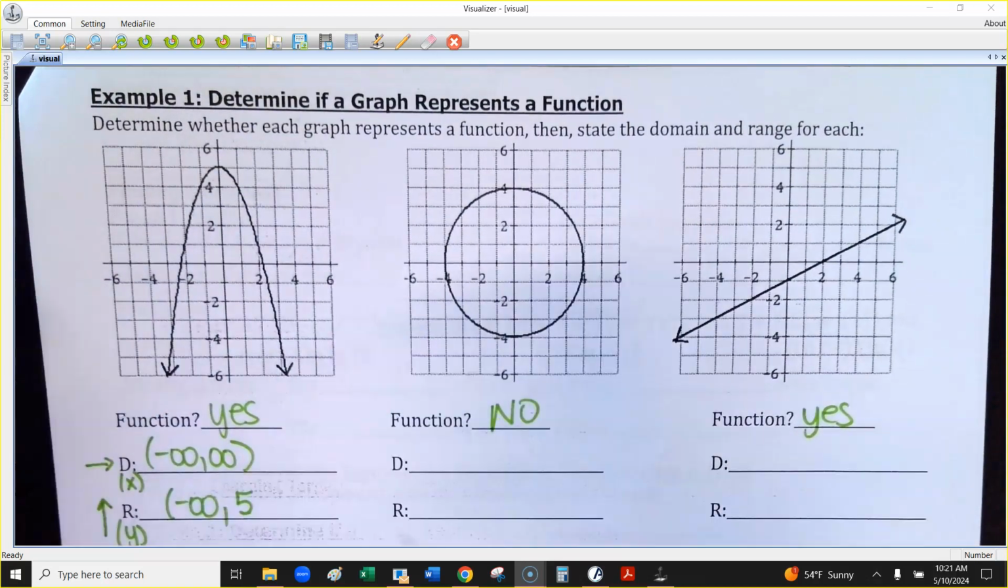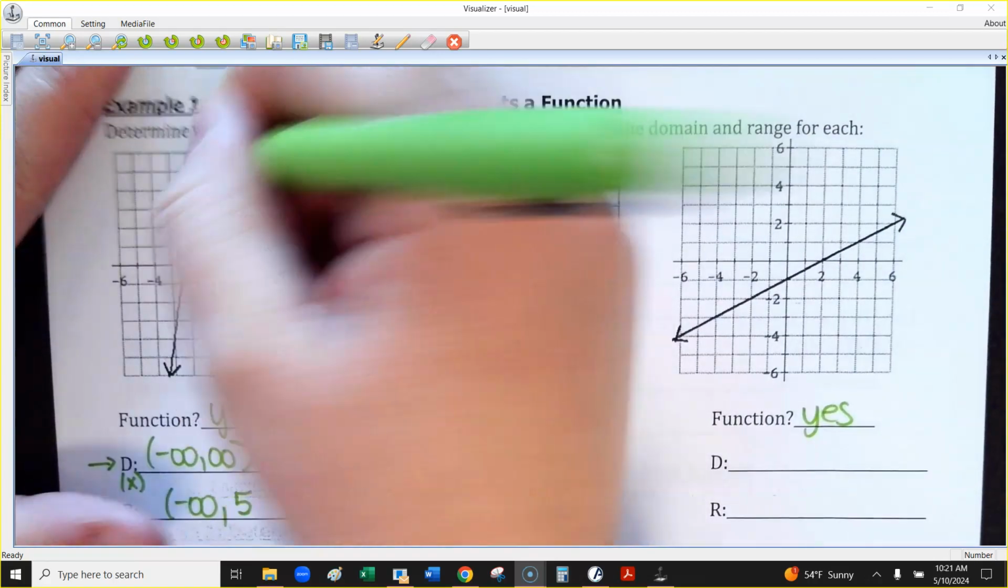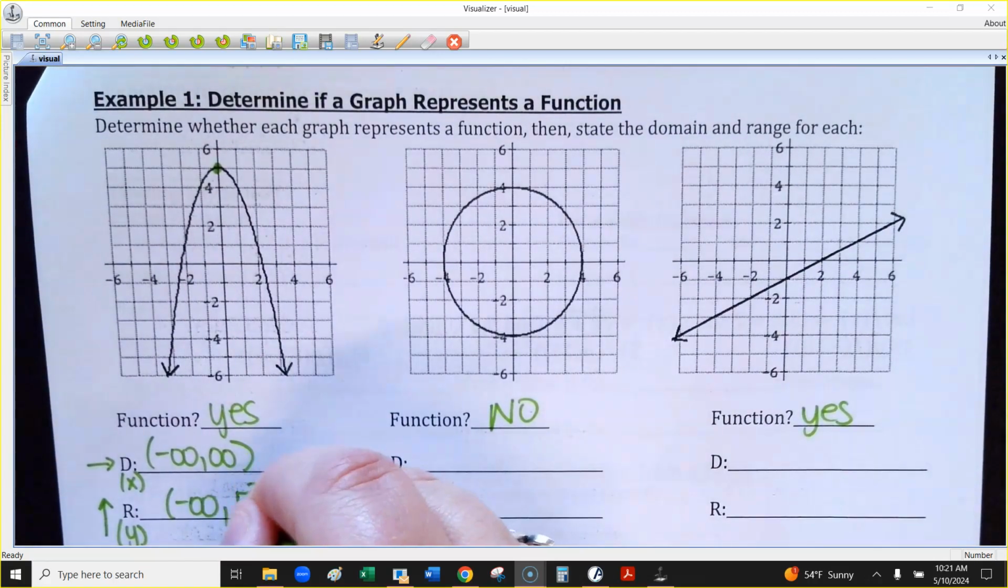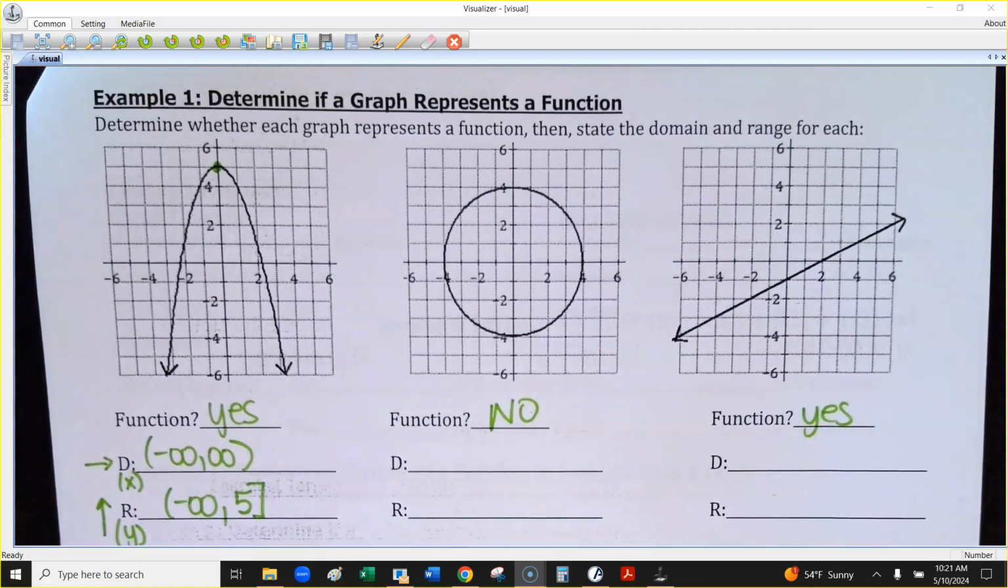Now, because this is a connected graph, right, we actually have a point right here. I'm touching the number 5. This would have a bracket on the interval. You never have brackets on infinity, only for plain numbers. But in this case, I'm going to have a bracket on 5 because I actually touched that point.